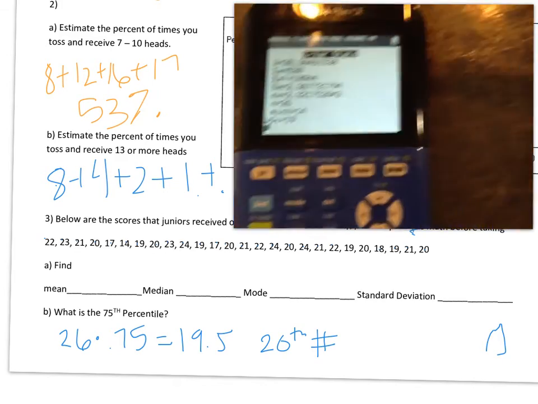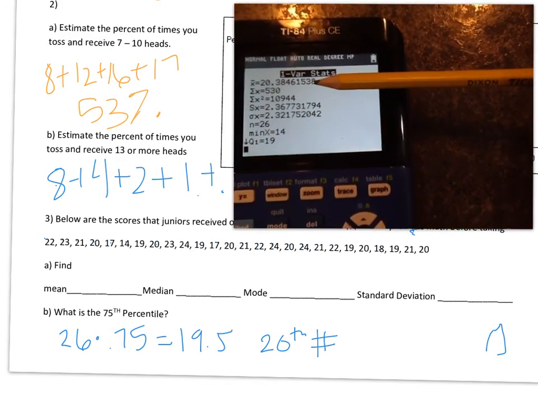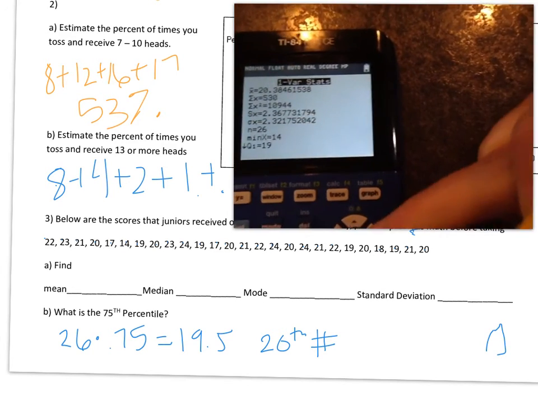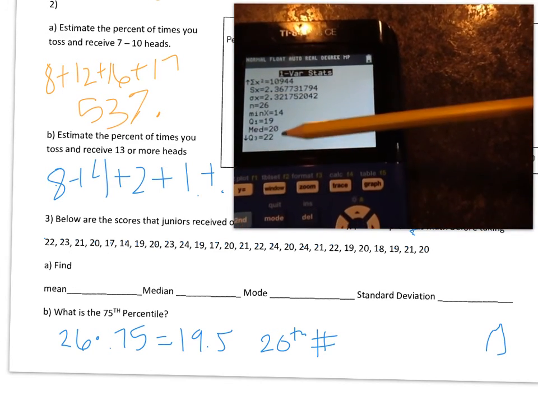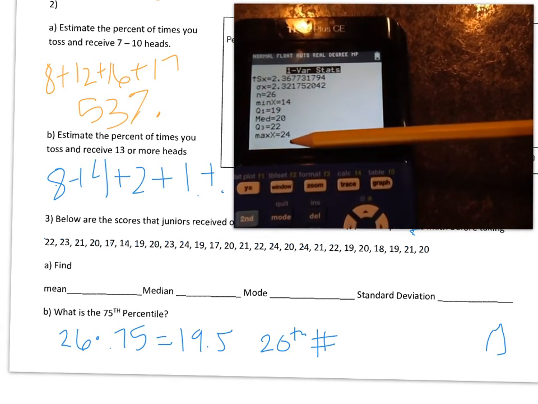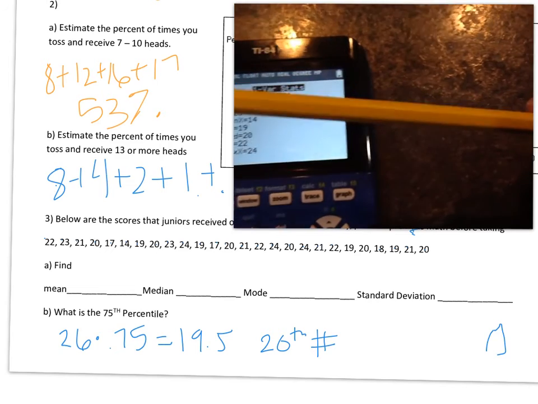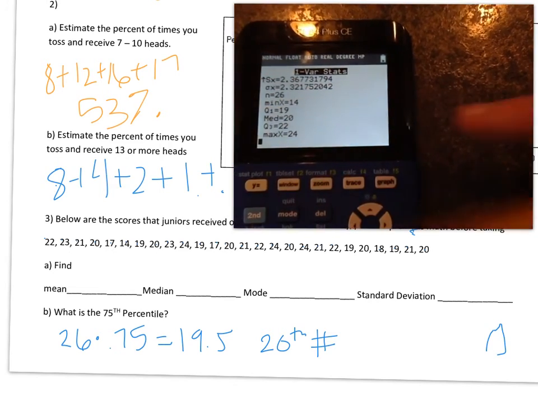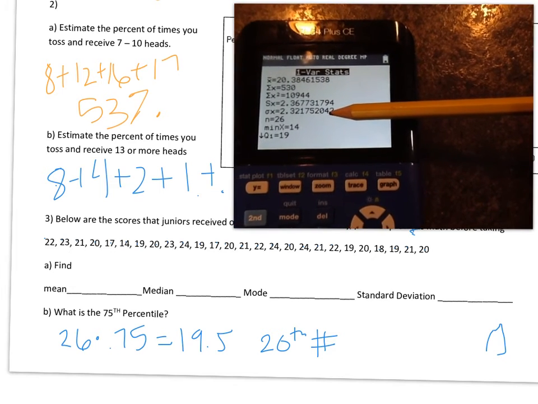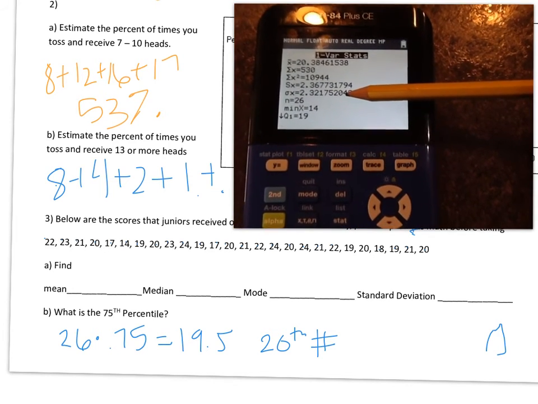And I have my mean right here, so it'd be 20.38. My median would be 20. Here is my information to do my box and whisker plot. And then my other question was my standard deviation, right here, 2.32. My mode, I'm going to figure that out.